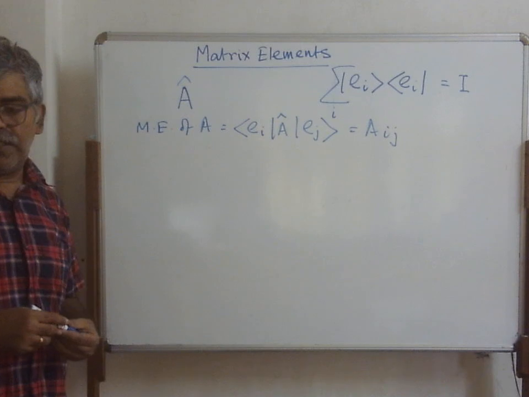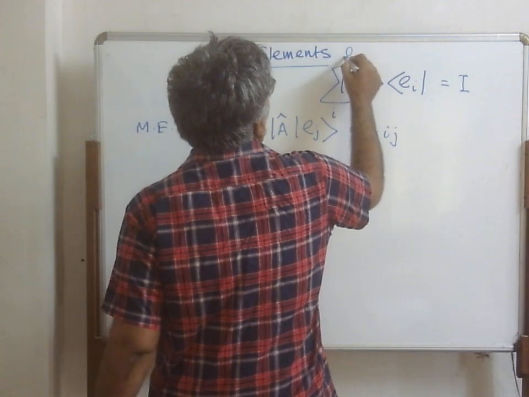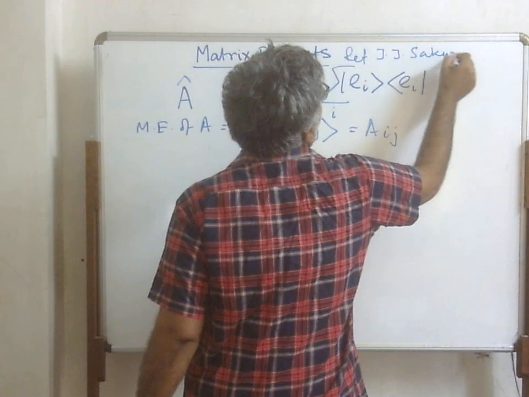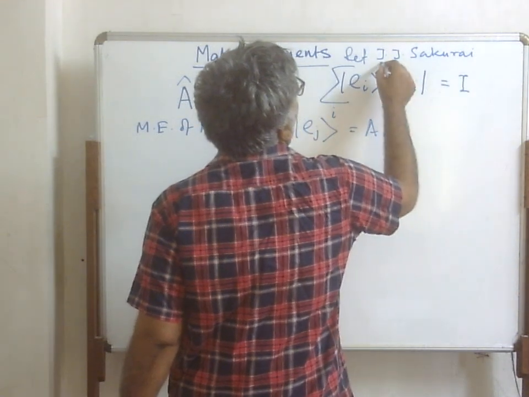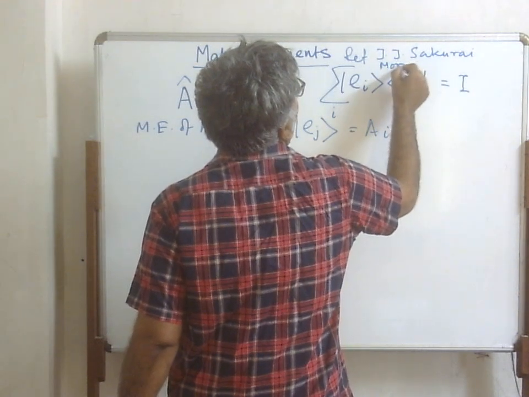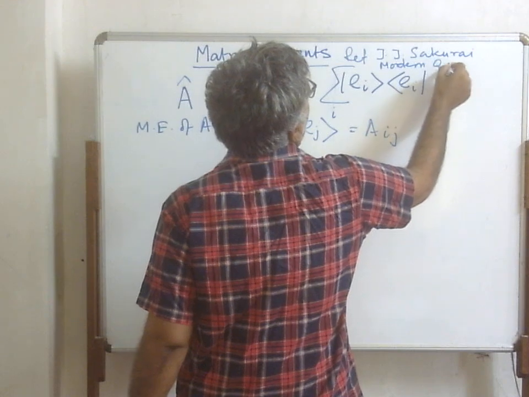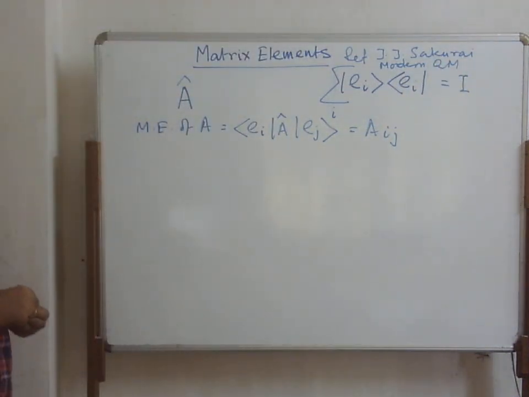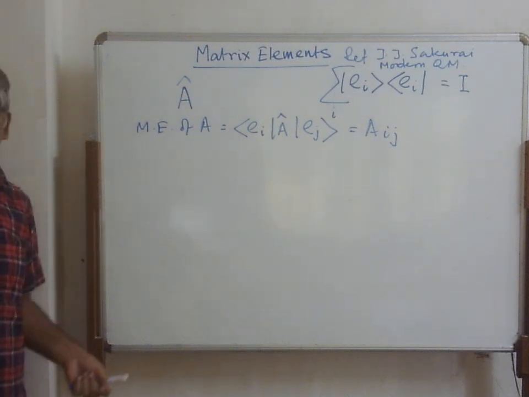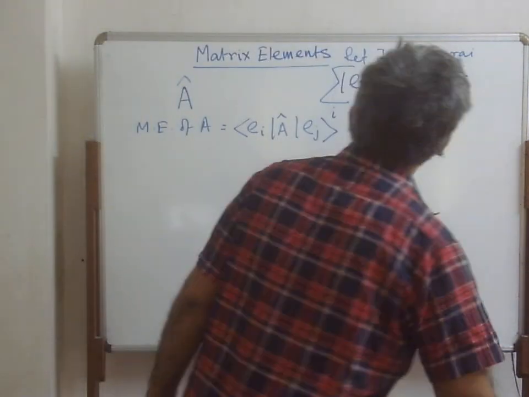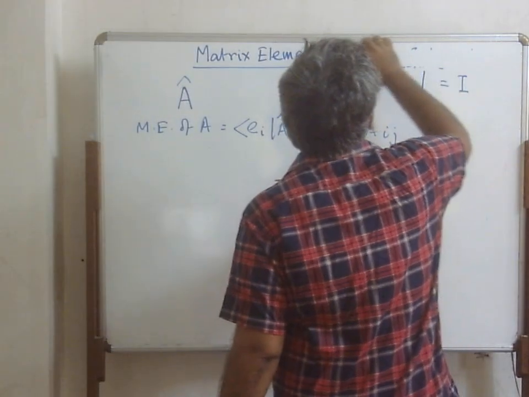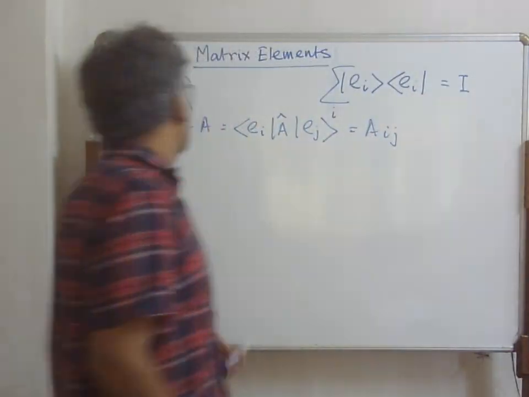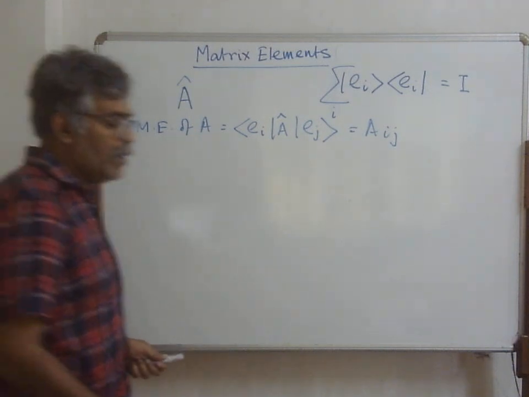You can refer to J.J. Sakurai, Modern Quantum Mechanics. Or you can have this in any book. A simple book you can refer to is Jettili as well. I don't want to give any reference. So how does this matrix come about?